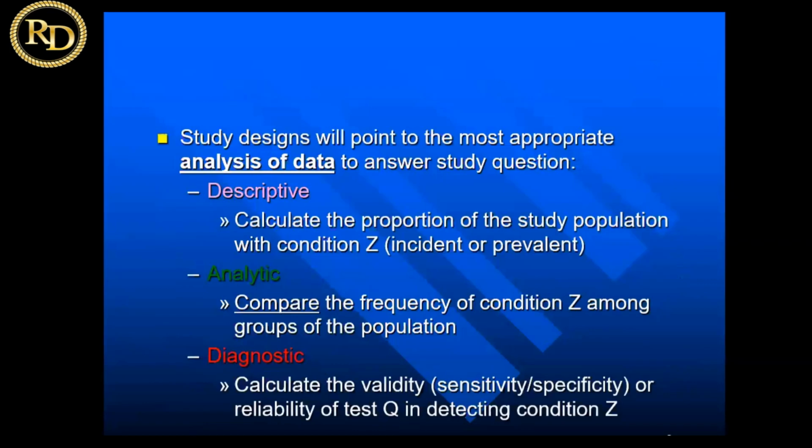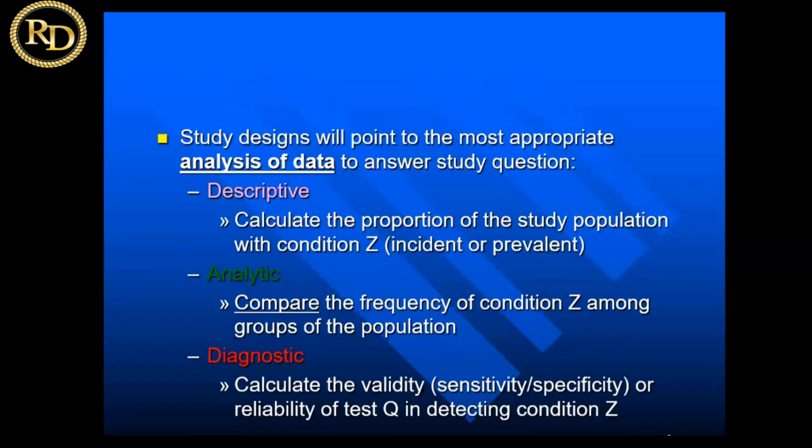Analytical is comparing the frequency of condition Z. What is frequency? How many number of times one situation is repeating? Repetition is frequency. You are comparing the frequency of condition Z among the groups of the population.